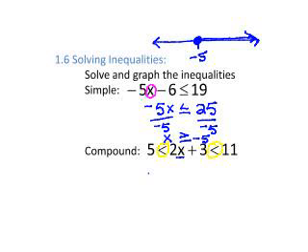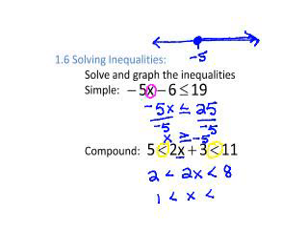So subtract 3 from the 5. Subtract 3 from 3, it cancels out. So I have a 2x. And then even over here with the 11, we have to subtract 3. Now I want to get rid of the times 2, so I divide by 2. 2 divided by 2 is 1. 2x divided by 2 is x. And 8 divided by 2 is 4. I divide by a positive 2, so I do not have to switch the inequality signs.